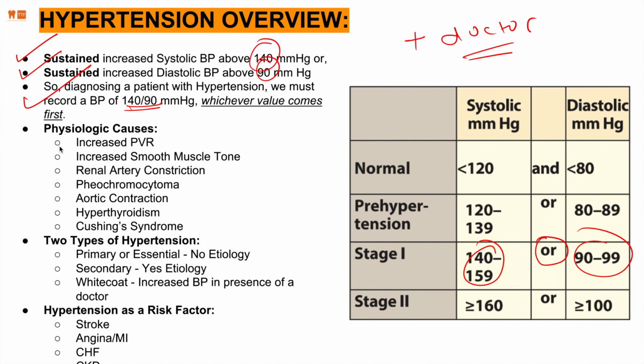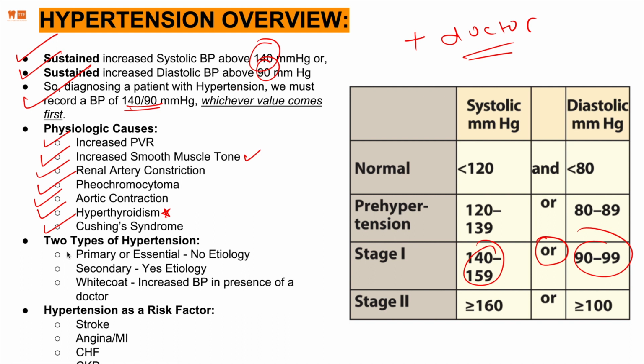So what are the physiological causes? By physiologic, I mean what does our body have to do with increasing the blood pressure? We have an increase in peripheral vascular resistance, an increase in smooth muscle tone, which means vasoconstriction. Renal artery constriction. Now remember, the kidney has a lot to do with maintenance of the cardiovascular system. We'll get into the details of that. Pheochromocytoma is a tumor in the medulla of the adrenal gland. Aortic contraction, that's the heart itself. Hyperthyroidism, and we will discuss a lot about this in our medical management series of medically compromised patients, and Cushing syndrome.